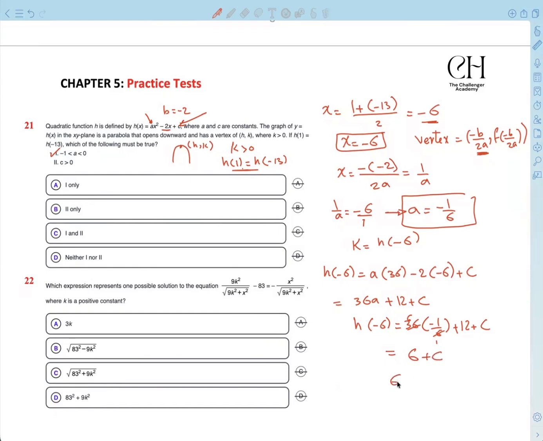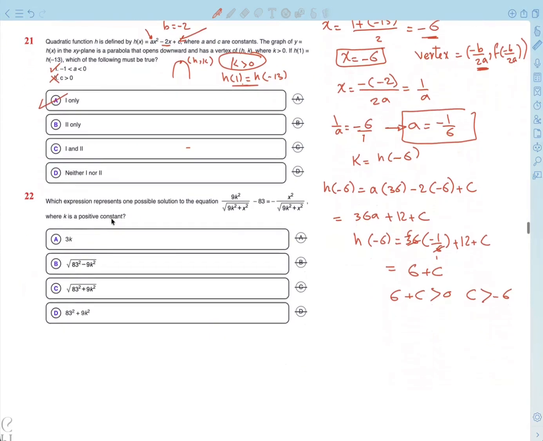Now we have 6 plus c greater than 0. This is the information. So c is greater than negative 6. So it's greater than a negative number, which doesn't require c to be greater than 0. So it may be negative 5, negative 4, negative 3, negative 2, negative 1. All of them are negative values. So c is not greater than 0. So II is not correct. It means I only.